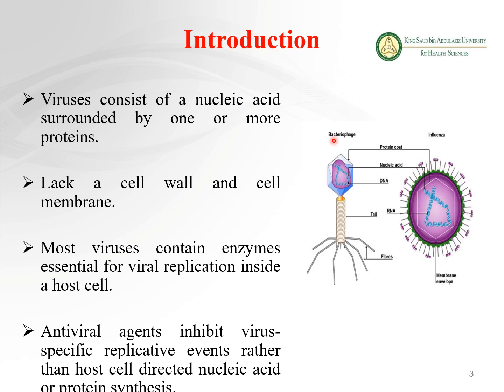So to introduce viruses, you might know that viruses consist of nucleic acid surrounded by one or more proteins. They lack cell wall and cell membrane, and most viruses contain enzymes essential for viral replication inside the host cells. So basically, they rely on the host cell for their replication. That's why they are called obligate parasites. Viral agents inhibit virus-specific replication events rather than the host cell's directed nucleic acid or protein synthesis.